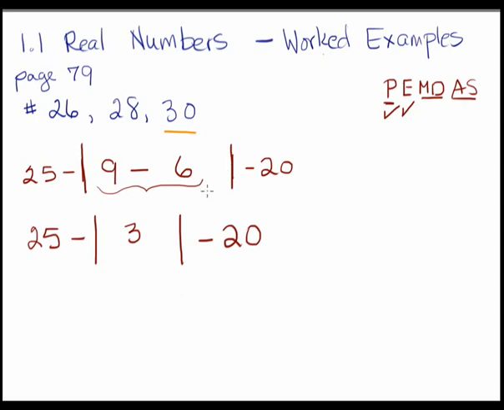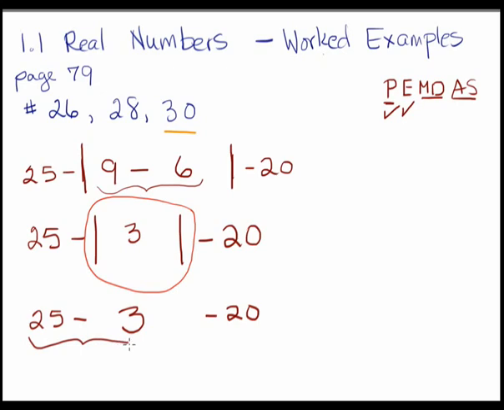I'm still working in my absolute value bars. At this point, I only have a number in there. So now what I need to do is evaluate the absolute value of 3. 3 is 3 units from 0 on the number line. So I can replace the absolute value of 3 with 3. Now all I have left is a subtraction and a subtraction. Since all I have is addition and subtraction, I go from left to right. 25 minus 3 is 22. 22 minus 20 is 2. My final answer is 2.